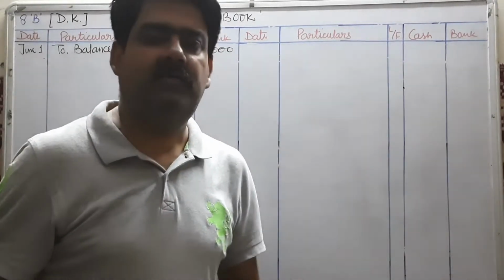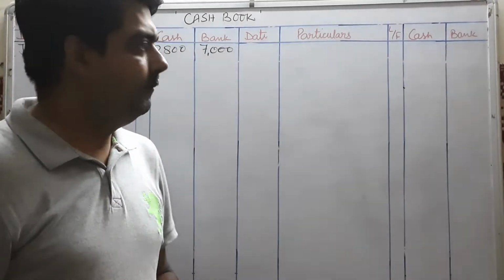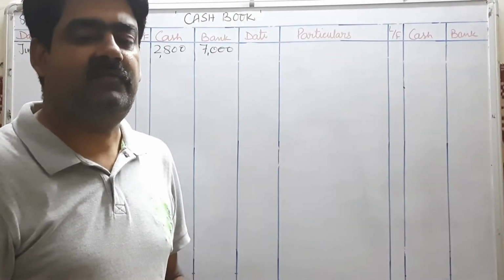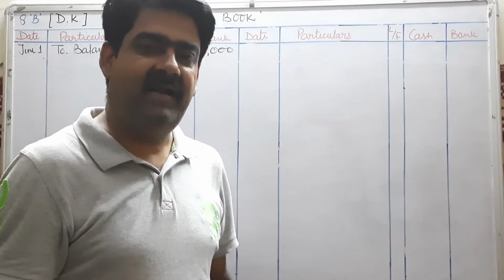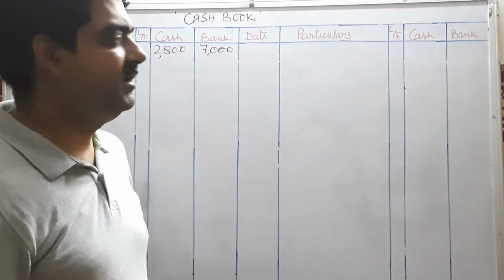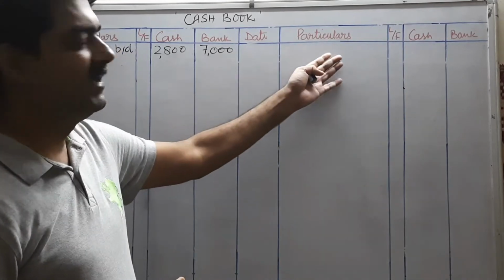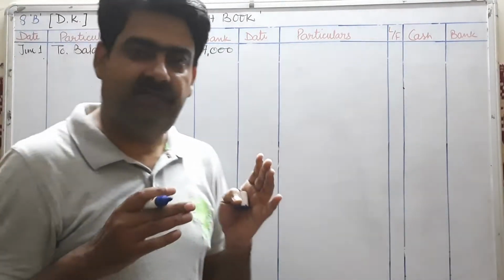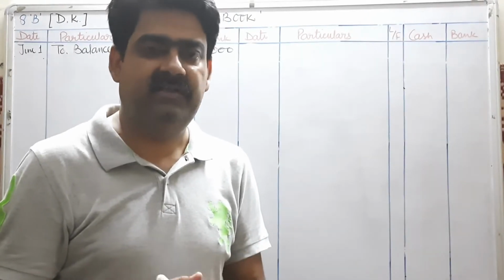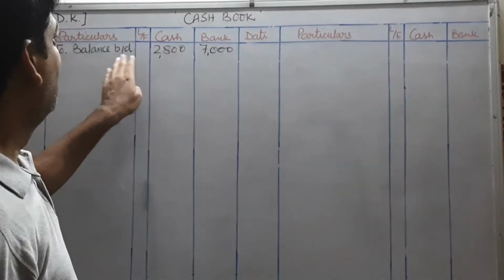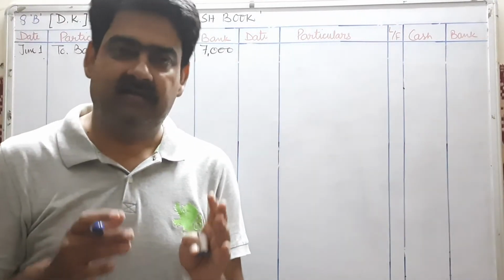In my previous video, I told you that sometimes bank balance may be credit balance as well as overdraft balance. If bank balance will be credit and overdraft, in that particular case you will write balance of bank in credit side, and if it will be only bank balance or debit balance, so in this particular case you will write amount of bank balance in debit side, just like cash.